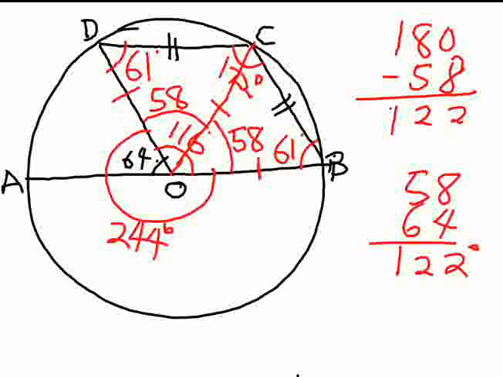So the four angles have been obtained. The angle at O was 116 degrees. The angle here is 61 degrees. The angle here is 122 degrees. The angle here is 61 degrees.